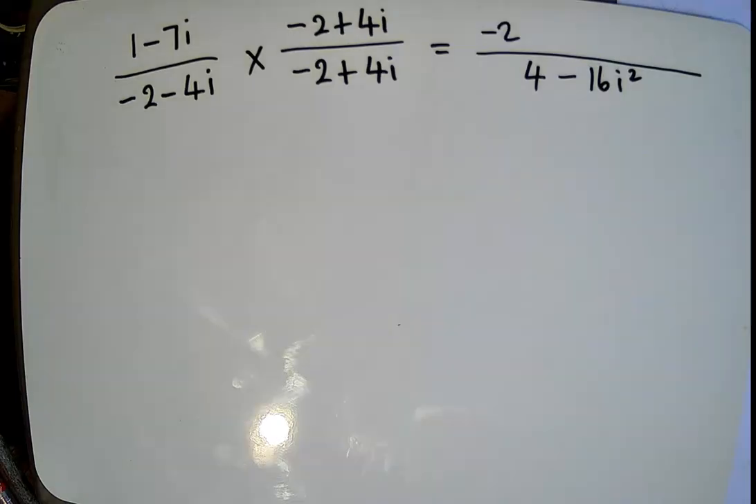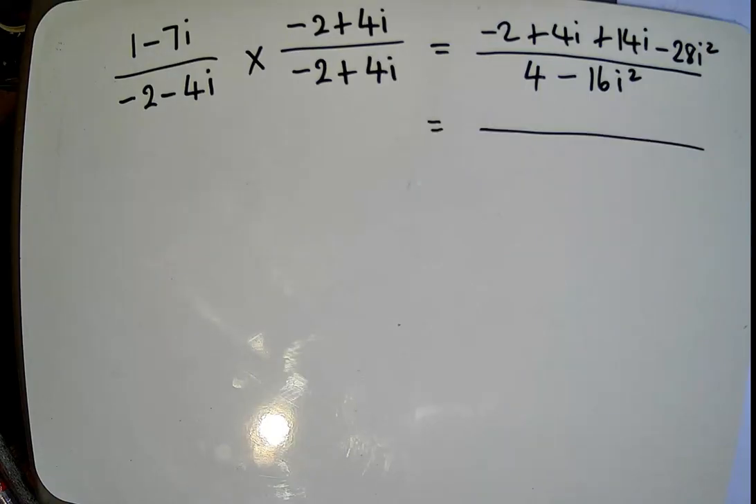In the numerator, we'll get minus 2. 1 times minus 2 is minus 2. 1 times 4i is plus 4i. Minus 7i times minus 2 is plus 14i. Minus 7i times 4i will give us negative 28i squared. Wherever we see i squared, we will place minus 1. Plus 4i plus 14i is plus 18i in the center. Don't forget, negative 1 for i squared.